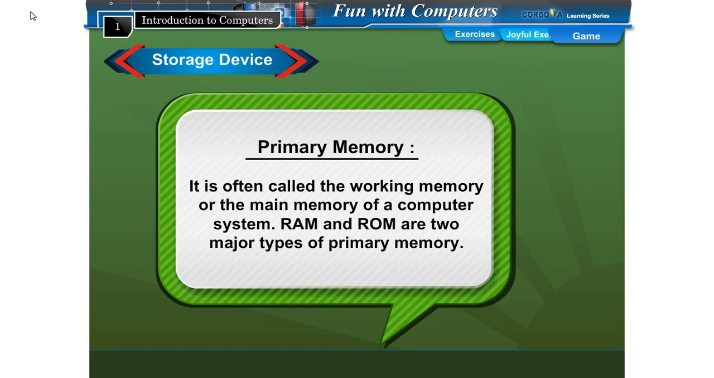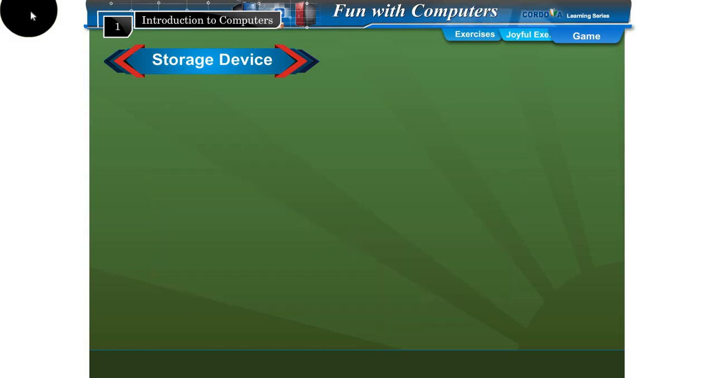Secondary memory is used to store data for a long time. It operates at a slower rate than primary memory. Secondary memory is permanent in nature, that is, data stored in secondary memory are not lost when the computer is switched off. So it is called non-volatile memory. It is cheaper than primary memory. Examples of secondary memory are hard disk, compact disk, pen drive, etc.